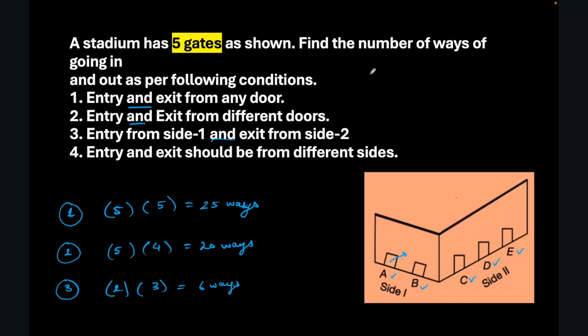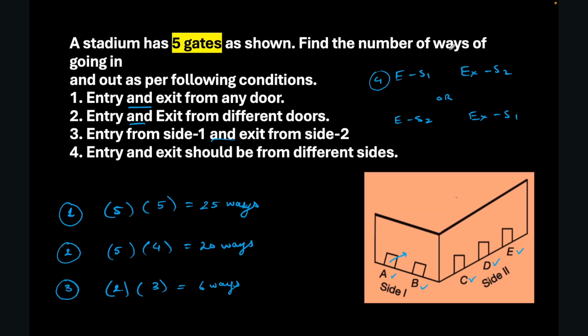Let me kind of squeeze condition number 4 here. So I'm given entry and exit should be from different sides. Okay. So here we actually have 2 situations. I can have entry from side 1 and exit from side 2, or I can have entry from side 2 and exit from side 1. I hope this makes sense, right? Just rewind it again and think about it. There are 2 options.